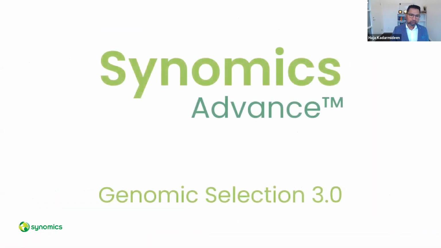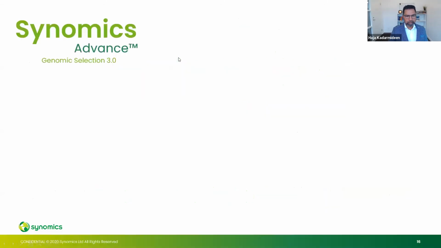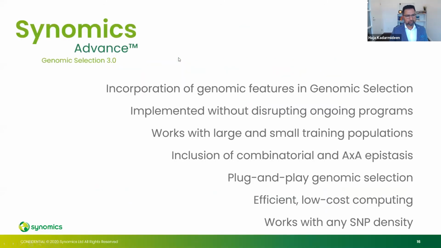That's where we come in. So Synomics Advance, to me, it's genomic selection 3.0. We are moving ahead, capitalizing on these advances in cutting edge technologies. I want to differentiate point by point, what is it that this has that the current methodology, the current best practice of genomic selection doesn't?